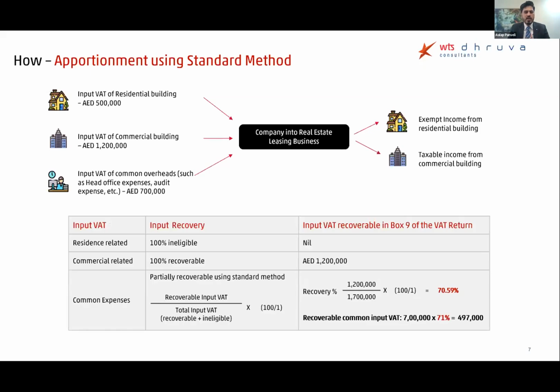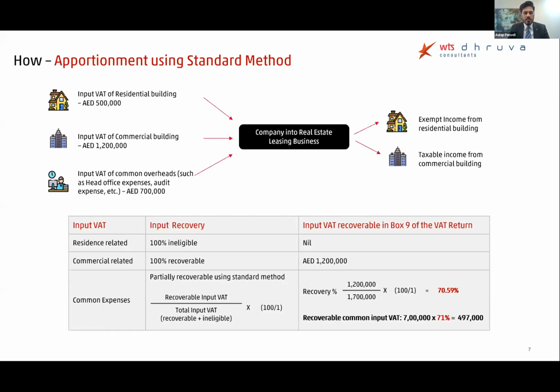So for the residence related, which is 500,000 in my example, it is completely ineligible because it's towards the exempt supply. For the commercial building, it is fully recoverable because it's towards a taxable activity. The third, which is the 700,000, the common. Now this has to be apportioned basis the standard method, which is input towards taxable activity divided by input towards taxable and exempt. In my example, this is 1.2 million over 1.7 million.